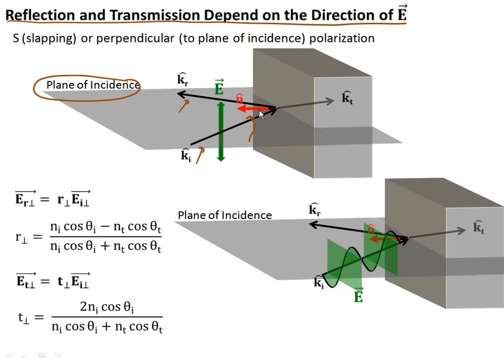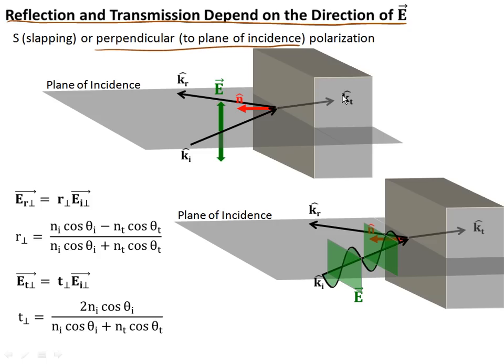And so our wave comes in the plane of incidence, the normal to the surface lies in the plane of incidence, and if the electric field is sticking up out of the plane of incidence, so there's a 90-degree angle between the electric field and the plane of incidence, then we call it S, or perpendicular polarization, where perpendicular means it's perpendicular to the plane of incidence.